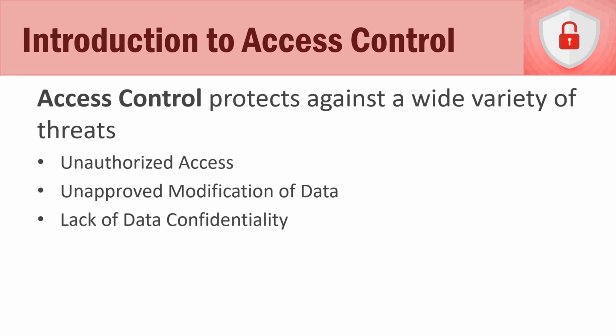So access control protects us against a wide variety of threats. So when we think about risk management and threats, the different types of things that it protects us against is, for example, unauthorized access, unapproved modification of our data, and a lack of data confidentiality. So if we go back to the CIA triad, we can see how this ties into that.